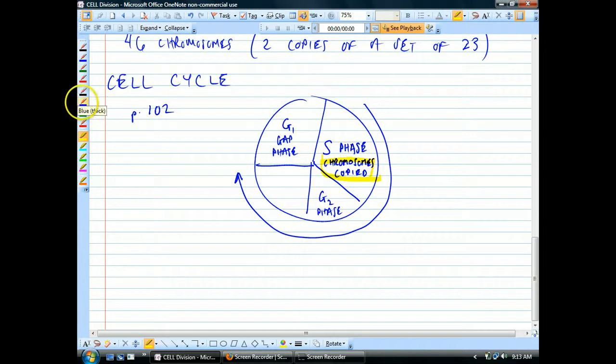And then over here is what we're going to focus on today. This right here is called the M phase, which is also known as mitosis, which is cell division. Mitosis is cell division.